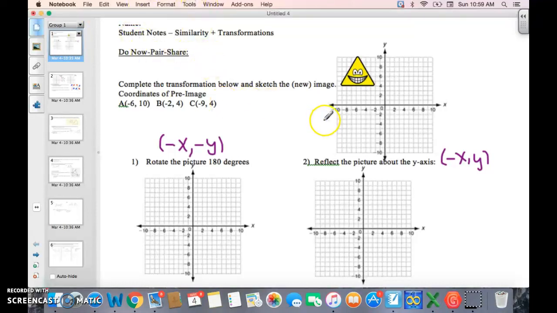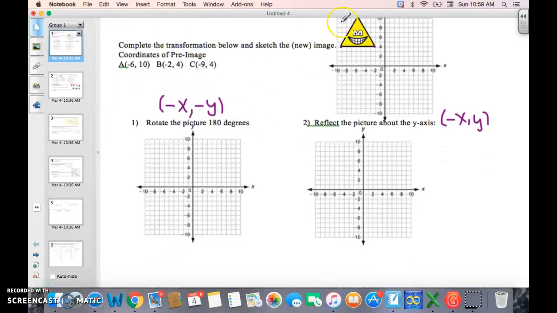Here it is. All right, so we have this triangle, and this is our pre-image, and you can see its coordinates: A is at -6, 10, B is at -2, 4, and C is at -9, 4. So let's say we're going to rotate it 180 degrees. Remember, with a 180 degree turn, it doesn't matter which direction you go, you'll land in the same coordinates. So this will be a 90 degree clockwise turn, then you're at 180, or you could do a 90 counterclockwise turn and then you're at 180. And the rule was -x, -y.